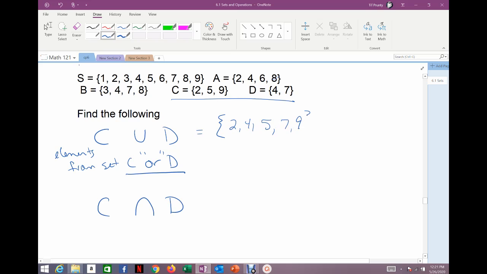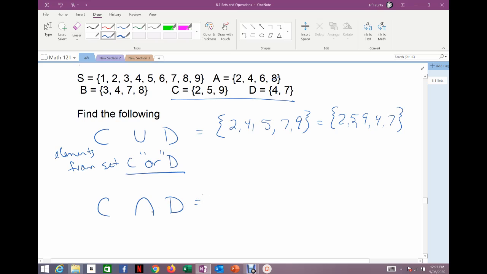I just wrote them in order. If you wrote 2, 5, 9, and then 4 and 7, that's perfectly fine too. It's the same set. They're equal. So that's the or.